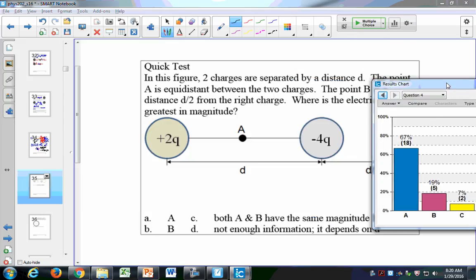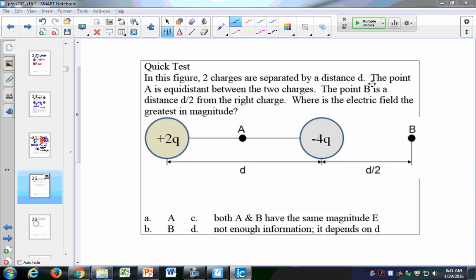Okay, let's see. I think A is right. Let's mark it there. When you encounter these problems, you just draw out your vectors, and try to draw them out so that the vectors have relative strengths appropriately. At point A, the electric field due to this charge is going to be in that direction. Remember, electric field is kq over r squared. The electric field due to this charge is going to be in the same direction. Is the vector going to be bigger or smaller? It's going to be bigger, by double, so it'll be twice as long. The reason is that the charge is twice as big, and if the charge is twice as big, then the electric field is twice as big.